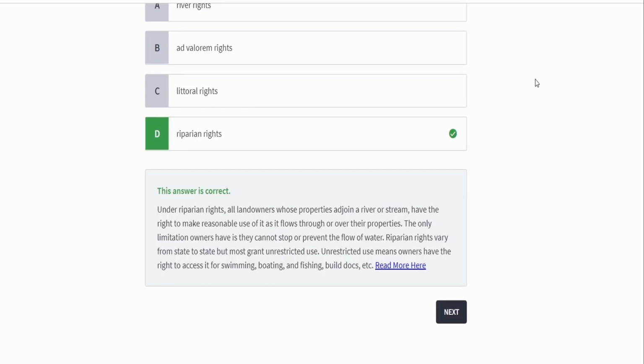A little trick, if you haven't heard this before, and if you're a fan of the channel, I'm sure you have: a good way to remember riparian rights versus littoral rights is that riparian stands for river. So when you think of riparian, think of river. Riparian, river. When you think of littoral, think of lake. And if we do get the littoral question, you'll see why that makes sense. But again, when you hear riparian, think of rivers.